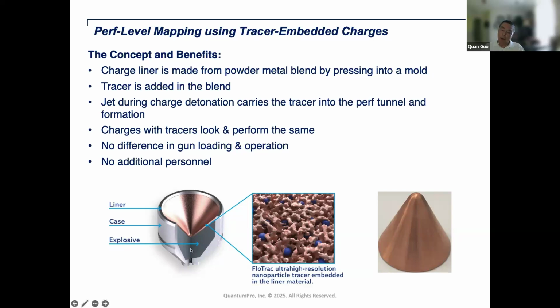When we detonate the charge, the explosive generates a very high pressure, and the liner collapses to form a jet of solid particles, the liner particles and the nanoparticles. That jet can reach 10 kilometers per second, enough energy to punch a hole in the casing and into the formation. So the jet during the charge detonation carries the tracer into the perforation tunnel and the rock formation.